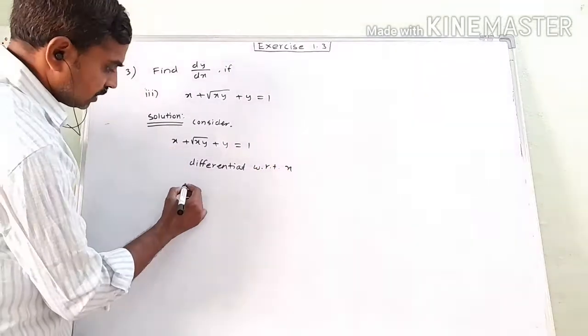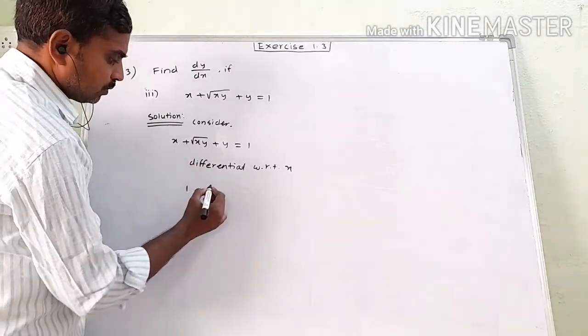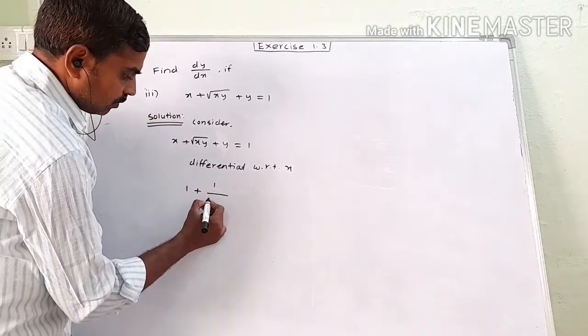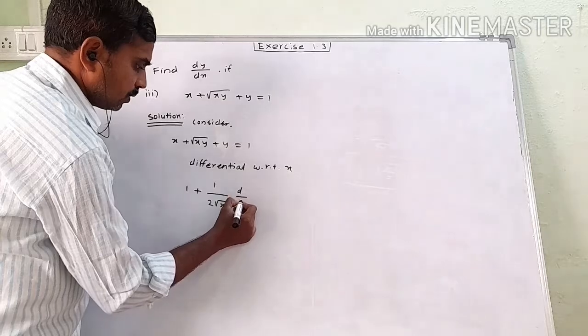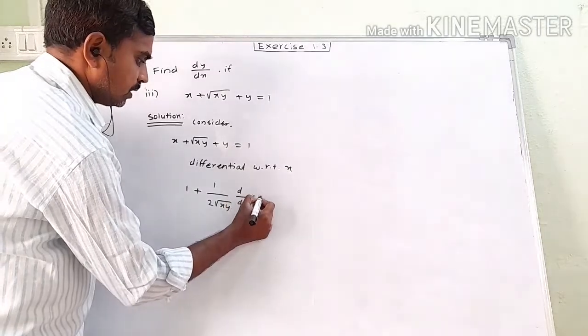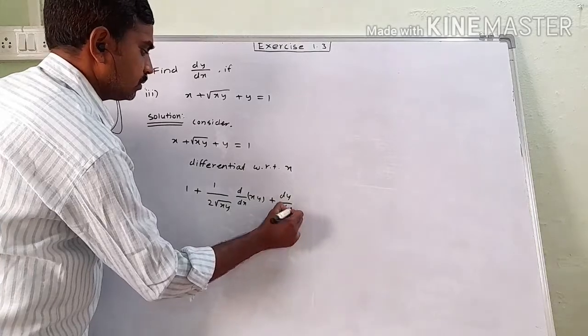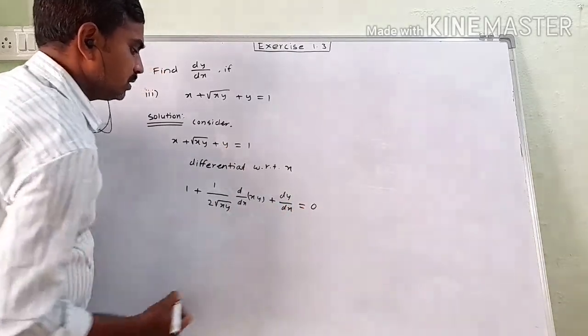What is the derivative of x here? Derivative of x is 1. What is the derivative of root xy? We have to use the formula: root f of x derivative is 1 divided by 2 root f of x into d by dx of xy. Thus the derivative of y with respect to x. What is the derivative of y? dy by dx, and the derivative of 1 is 0.